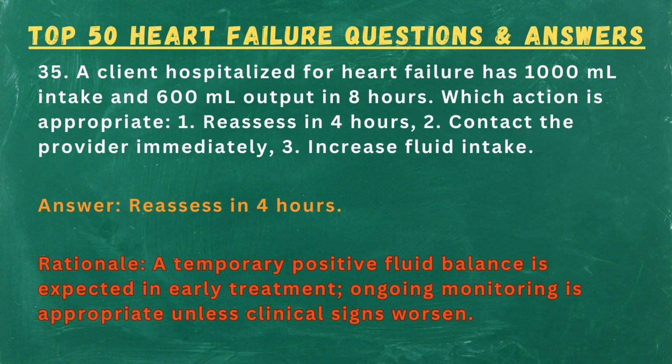35. A client hospitalized for heart failure has 1,000 milliliters intake and 600 milliliters output in 8 hours. Which action is appropriate? 1. Reassess in 4 hours. 2. Contact the provider immediately. 3. Increase fluid intake. Answer: reassess in 4 hours. Rationale: a temporary positive fluid balance is expected in early treatment. Ongoing monitoring is appropriate unless clinical signs worsen.